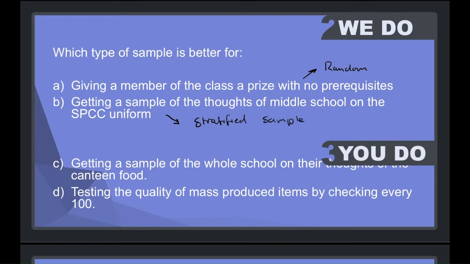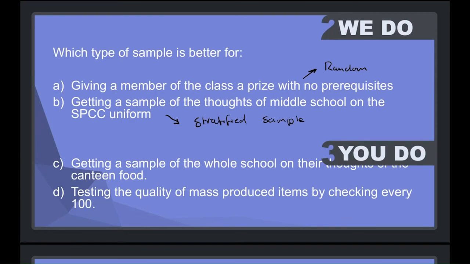Because if we had used a random sample there, there's a chance that we would have got only girls in our random sample, which wouldn't be very helpful because we want the opinion of some boys as well. Same thing if we used a systematic sample. We run the risk of not getting a good snapshot of what the whole of middle school thinks about the uniform. So a stratified sample would be the way to go here because the idea of that one is that it represents the population.